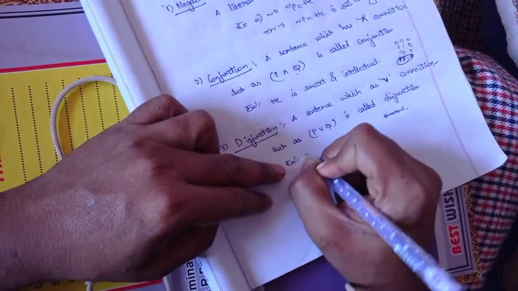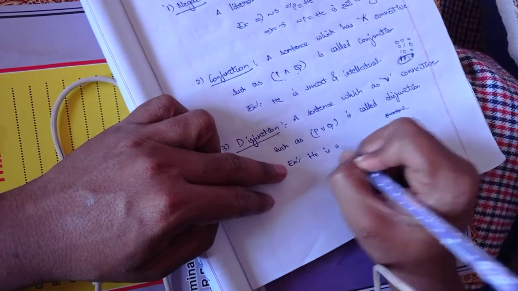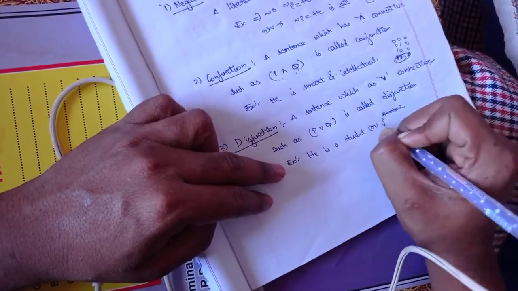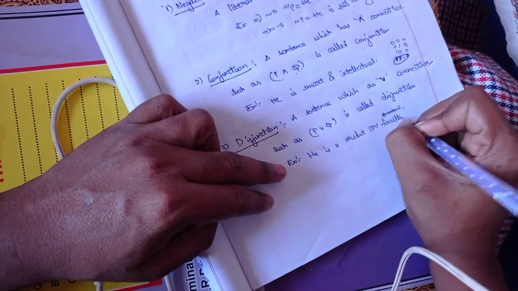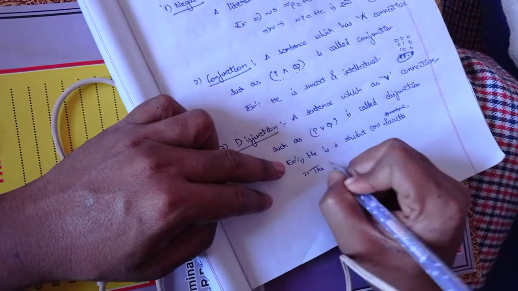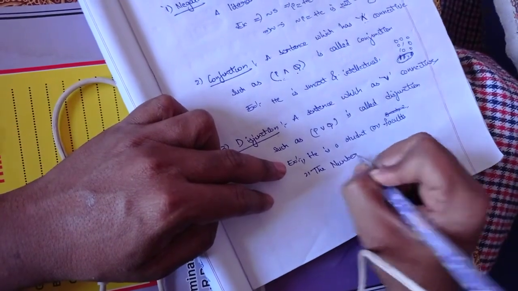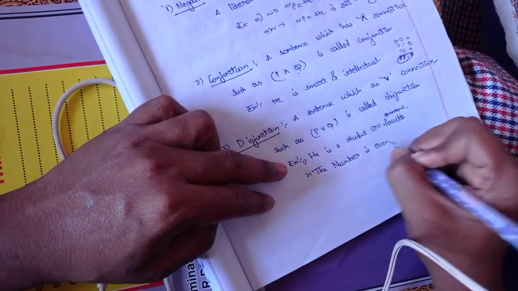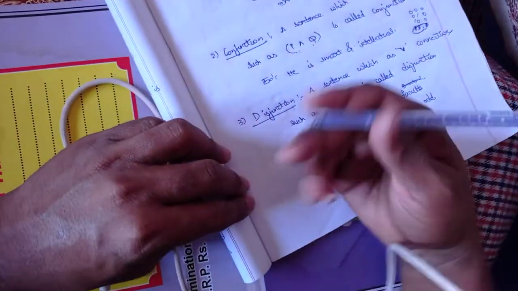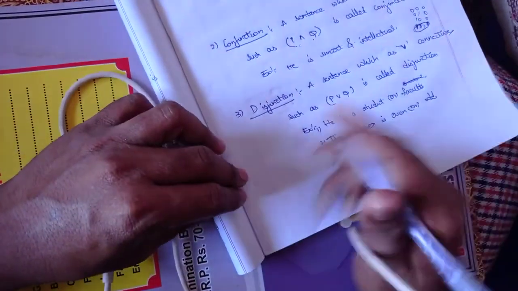So let me take an example. Is a student or not, or faculty. So based on the parameters and age, we will be considering anything. The number is even or odd. So these types of questions come under disjunction. So let us move to the another one, that is implication.